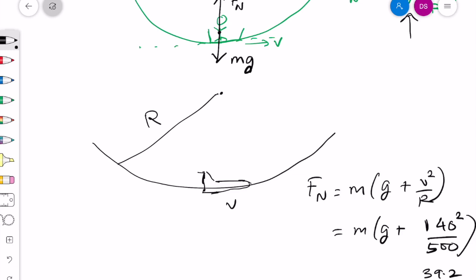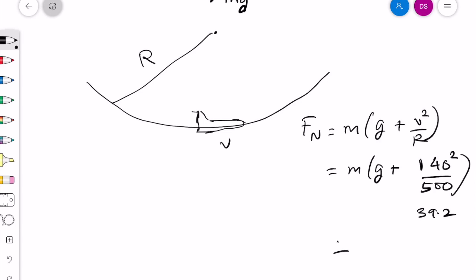g is approximately 10, right? So this is approximately mg plus 4g, right? So m times 5g. So the normal force felt by the person is 5 mg, or 5 times their weight, right? So this situation is called 5 Gs. So we say that the pilot is subjected to 5 Gs, which means that their body weight is 5 times what they normally perceive. So the normal force is 5 times their body weight, or their own perception of their weight will be 5 times what it normally is.